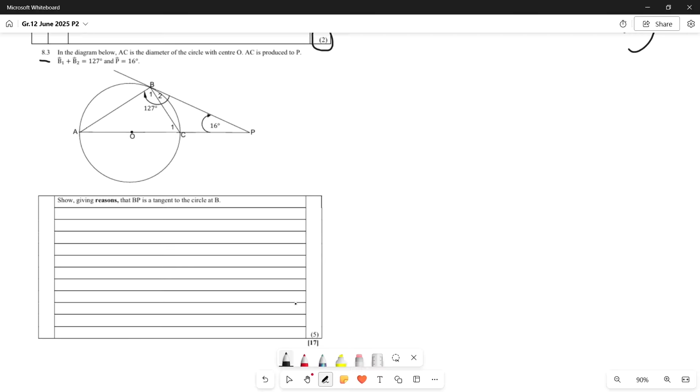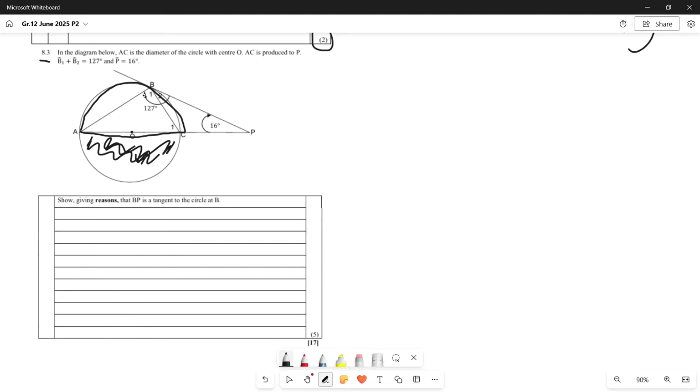So this is a 5-mark question. It looks like a tangent, but we can't assume it is a tangent here. So in order to prove a tangent, we have to look for some sort of tan chord theorem, considering we have a triangle inside our circle. So the first move we want to do here is note that our AC is our diameter. If ever we have a diameter, we can cover up half of the circle, which means we have angle in a semicircle.